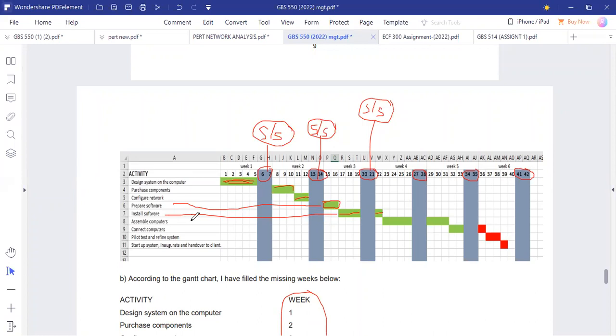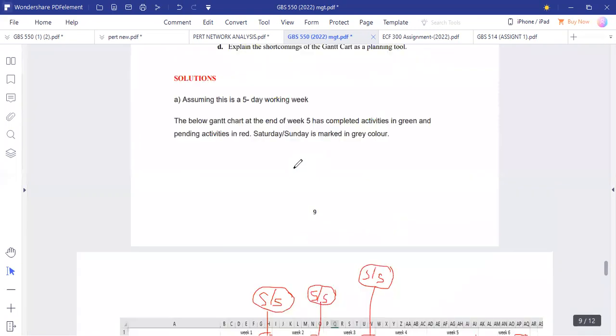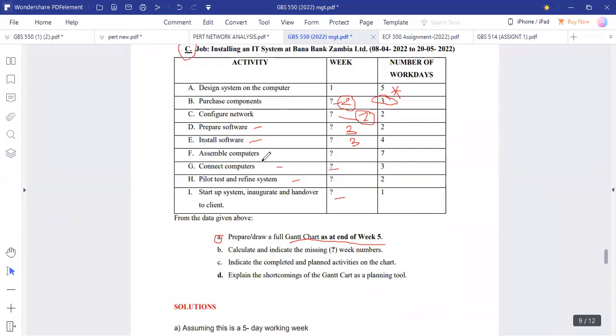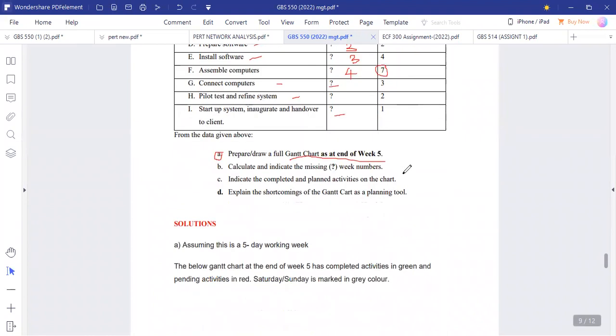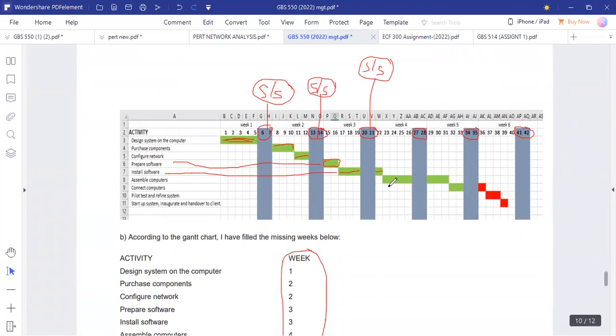Then we have to assemble computers. After you install the software, you assemble computers. This will be done in week 4, and it was taking 7 days. Okay, so we can see here, assemble computers was taking 7 days. So we can go this way. We can take the 4 days there because Saturday and Sunday we are not working.